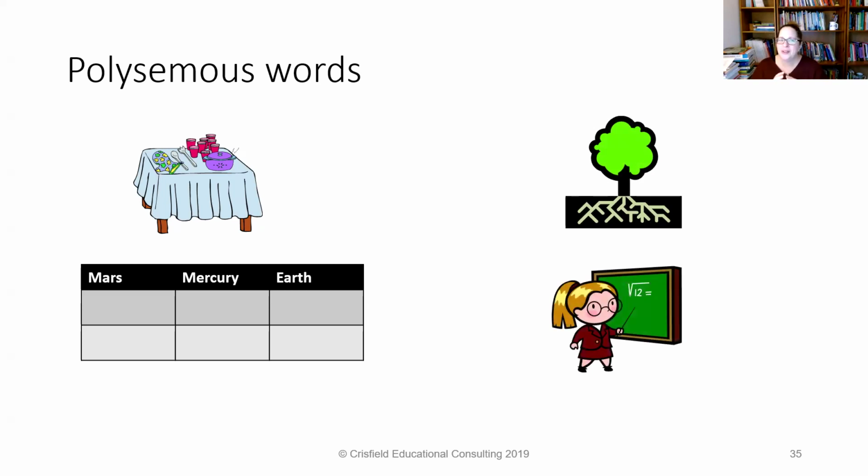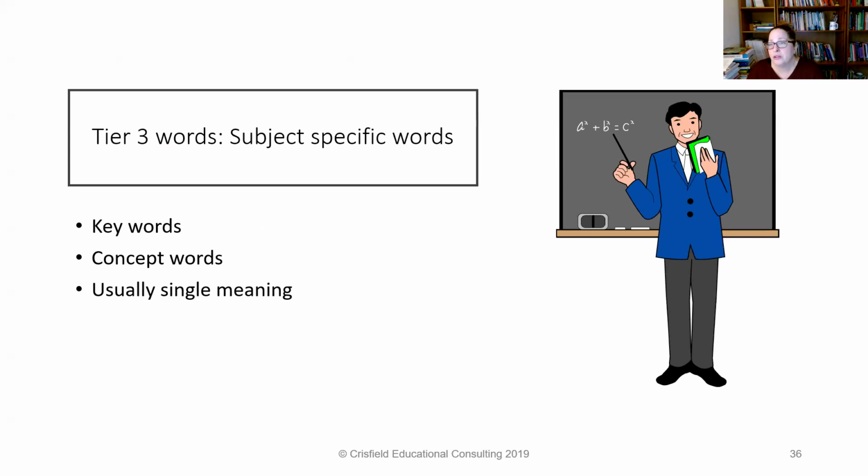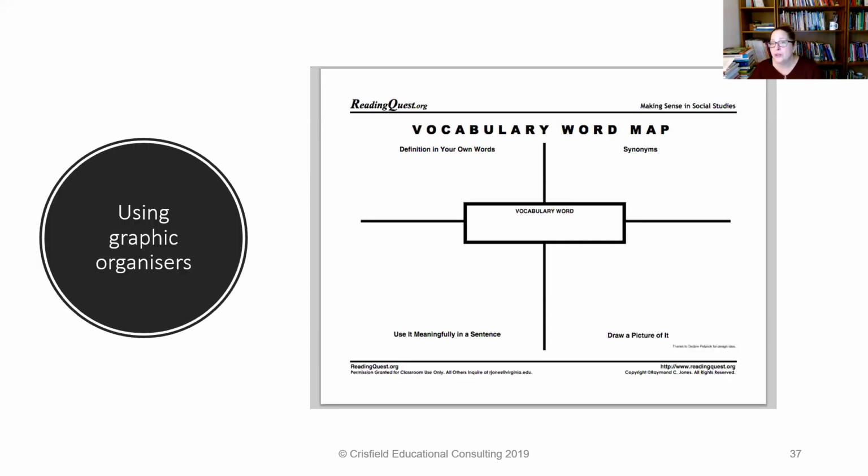So you can get a sense of how we need to make sure that we're paying attention in particular to these polysemous words, so that students actually understand that when we write our data on a table in math, we're not writing our data on our real table. And then tier 3 words are our subject-specific words. These are the keywords, concept words, usually single meaning. So this is photosynthesis and stamen and pistil, all the parts of a flower. These are words that they need, but these are actually the easiest to teach because they mean one thing.